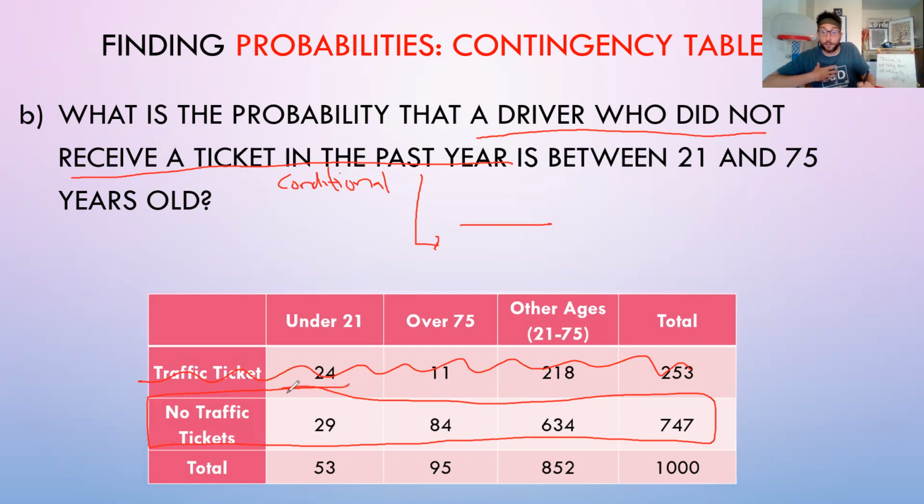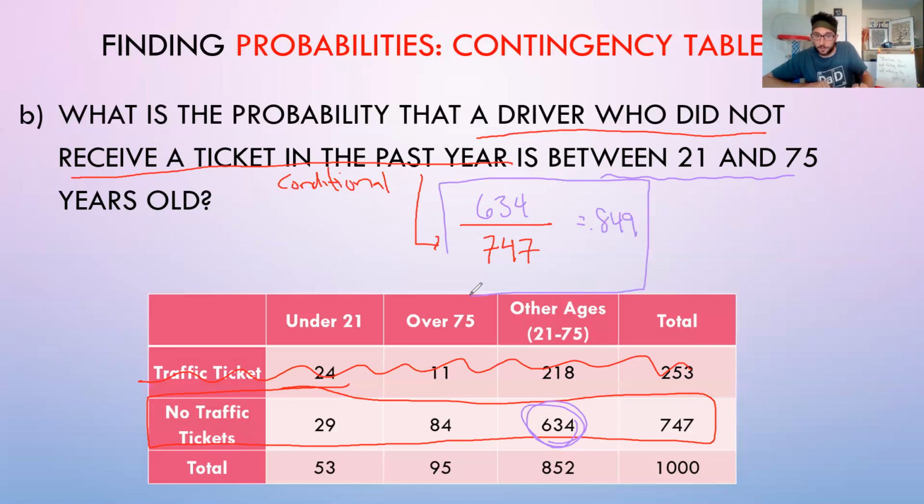So for me, oftentimes it's helpful to write on these tables. So out of all 747 who did not receive a ticket in the past year, we want to know just of these people, how many of them were then between 21 and 75. Well, of the 747 that didn't get a ticket last year, 634 of them were between 21 and 75, and 634 divided by 747 gives us 0.849 or 84.9%. So this is conditional probability because we know something, right? We know they didn't get a ticket.